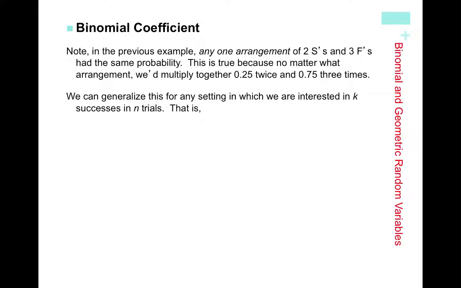So note in the previous example, any one arrangement of 2 successes and 3 failures had the same probability. We saw that again in the example before. This is true because no matter what arrangement, you'd be multiplying 0.25 twice and 0.75 3 times. So it doesn't change how you multiply. We can generalize this for any setting in which we are interested in k successes in n trials. So 2 successes in 5 trials, 2 type O bloods in 5 children.